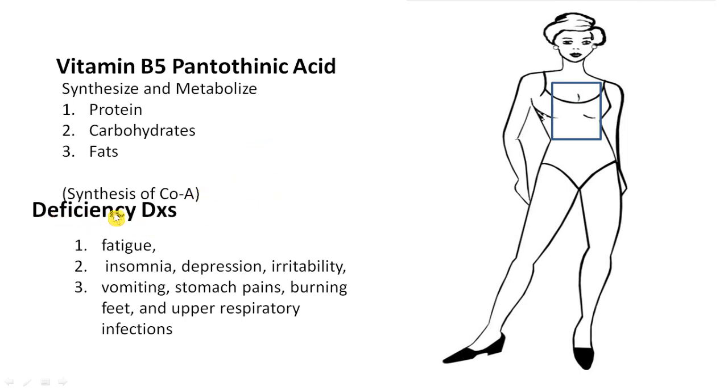Now what will its deficiency cause? First of all, fatigue. Again, if you don't metabolize these things, you won't get energy. Next, if you don't have energy, you will have insomnia, depression, irritability, vomiting, stomach pains, burning feet, and upper respiratory infections. So all of these are associated with vitamin B5, the pantothenic acid.